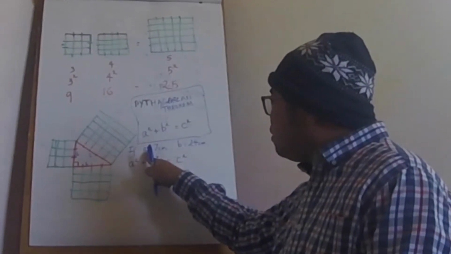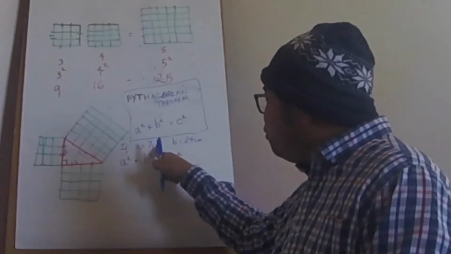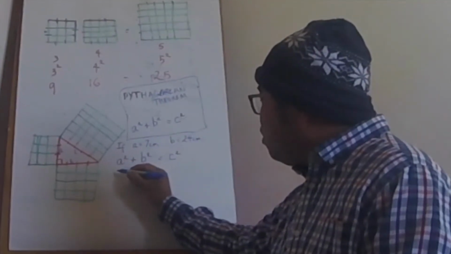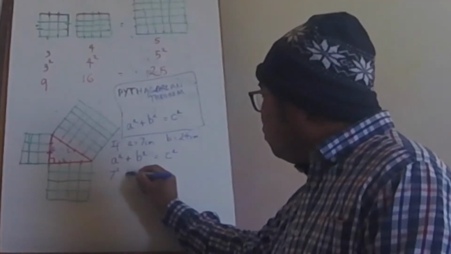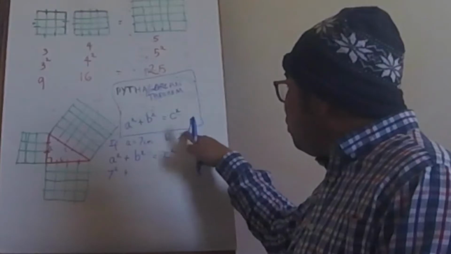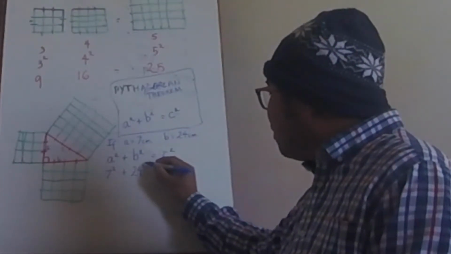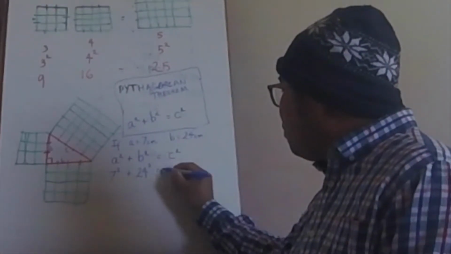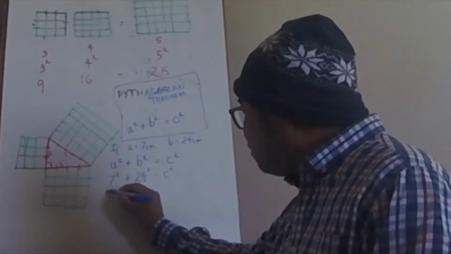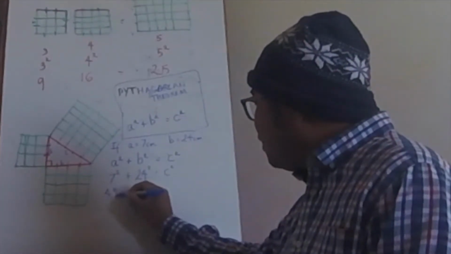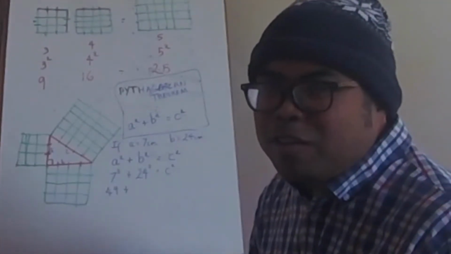What is A? A is 7. So what we do is substitute the values. We do 7 squared plus, what is B? B is 24, squared, equals C squared. Now we do the squares. 7 squared is 49. Now, what is 24 squared in your list?